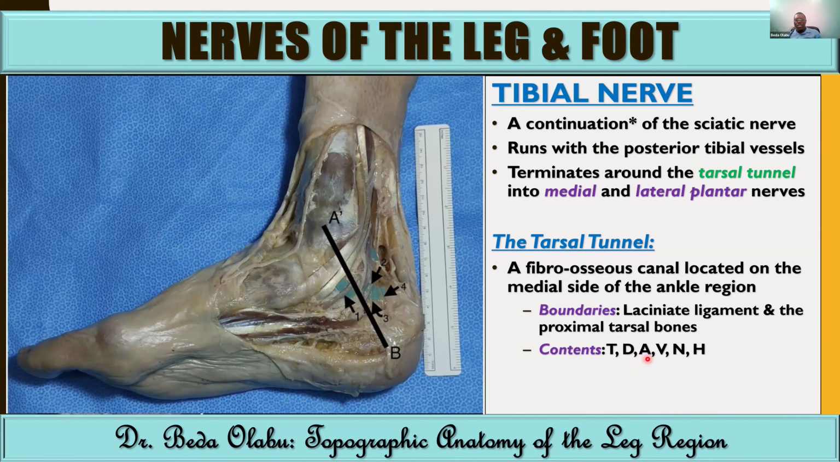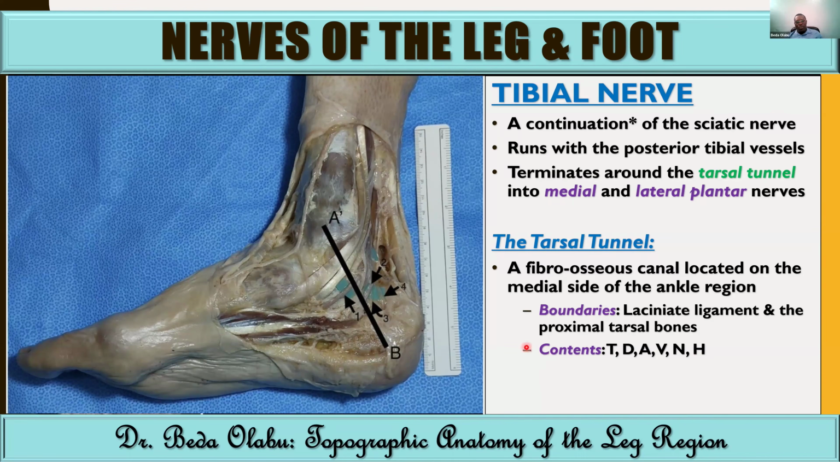R for artery and V for vein. So these are the posterior tibial vessels. Remember, the vein forms a vena comitante. Then N for tibial nerve. At this point, the tibial nerve divides into medial and lateral plantar nerves. We can see the medial plantar nerve labeled 1 there, and lateral plantar nerve labeled 2 there.